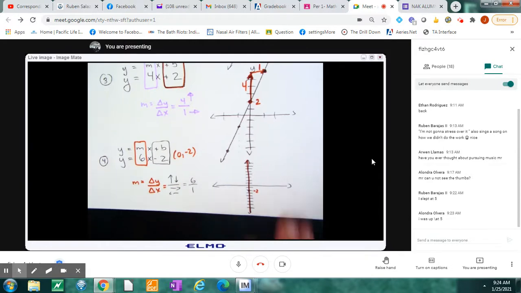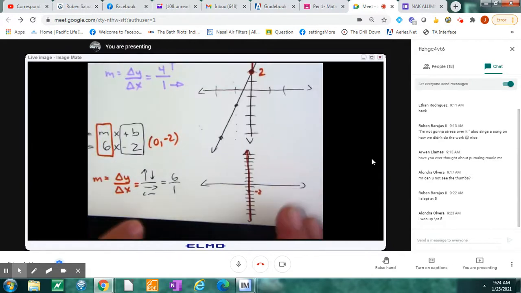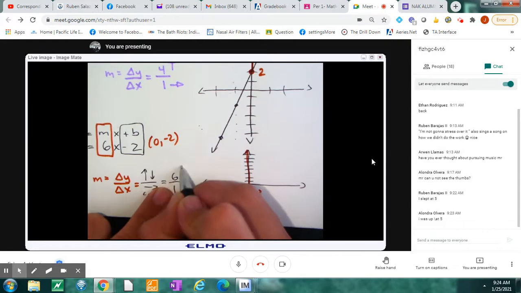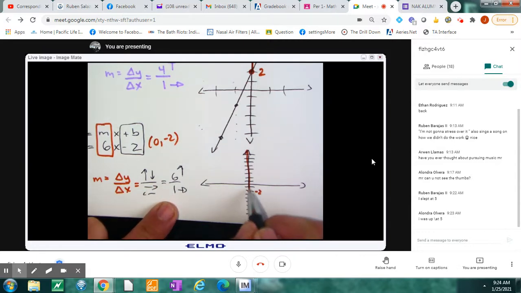Is it always 6 over 1? No, later on we're going to learn new ones. It could be 6 over 5, but I have to show it to you. So 6 up, 1 to the right. Ready? Here we go. 6 up: 1, 2, 3, 4, 5, 6.